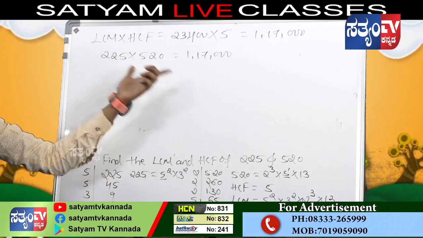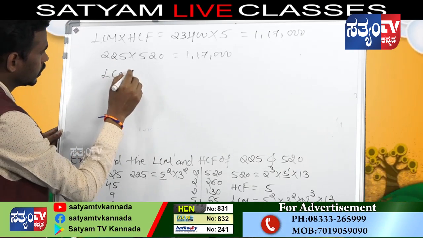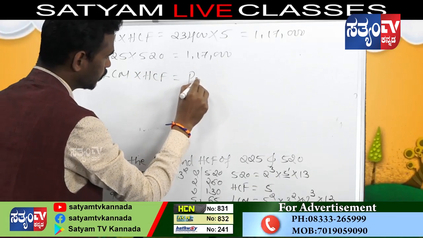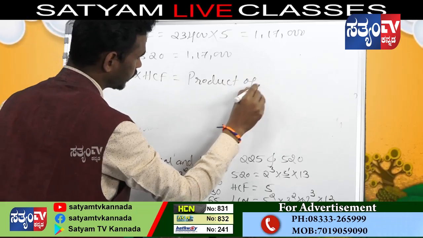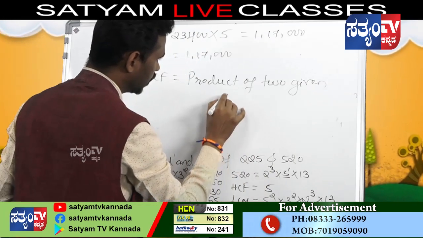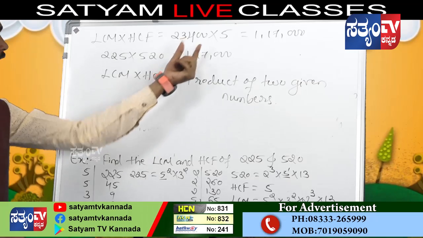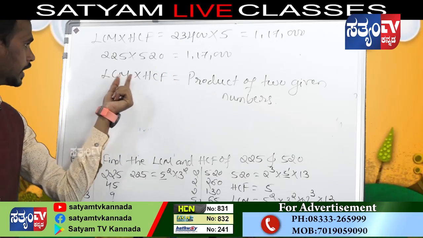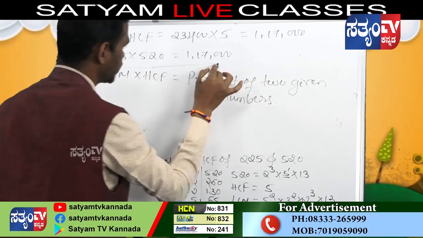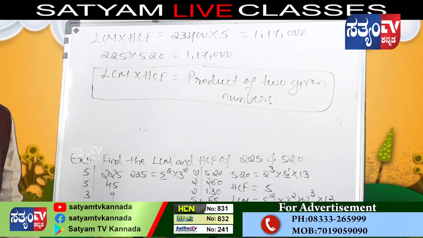By this we can find a relation, that is LCM into HCF is equal to product of two given numbers. This is a relationship between the LCM and HCF and the two given numbers.